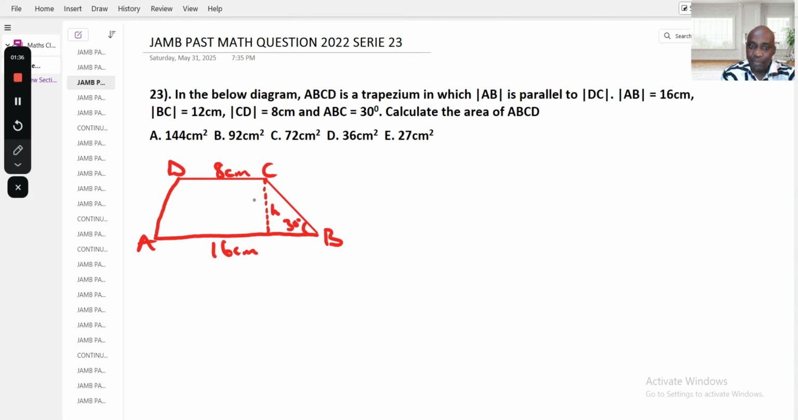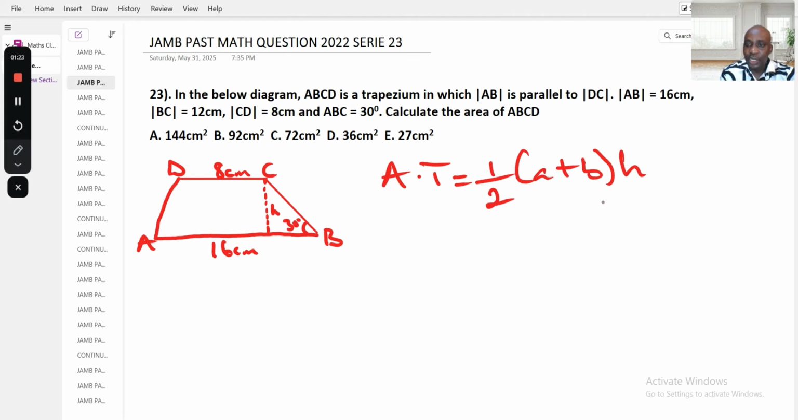Because this is a trapezium diagram, the area of the trapezium is 1/2 times (a plus b) multiplied by h. This is the formula we are going to use. But something is missing here. We know our a as 8 centimeters. We know our b base as 16 centimeters. But this h is missing here. We don't know h.